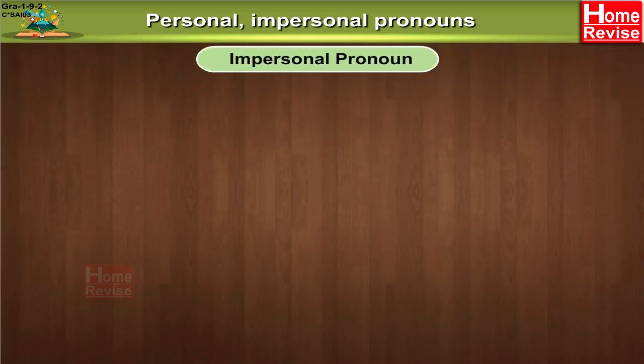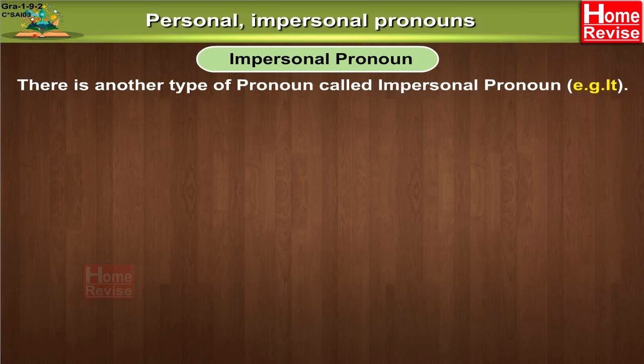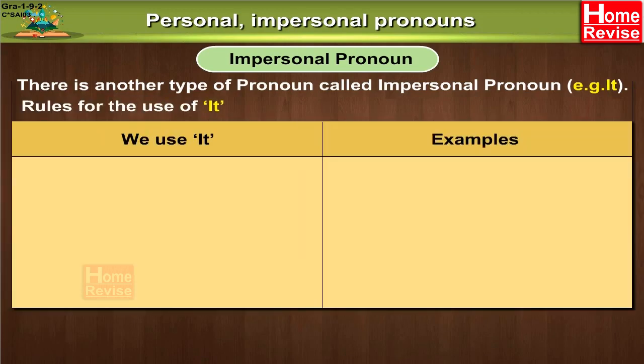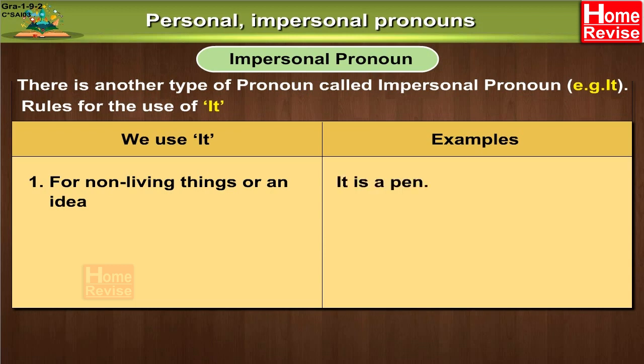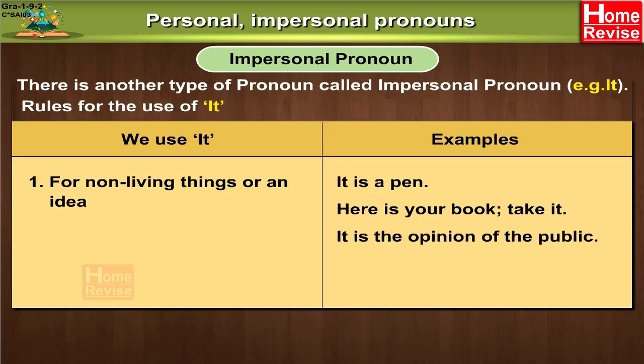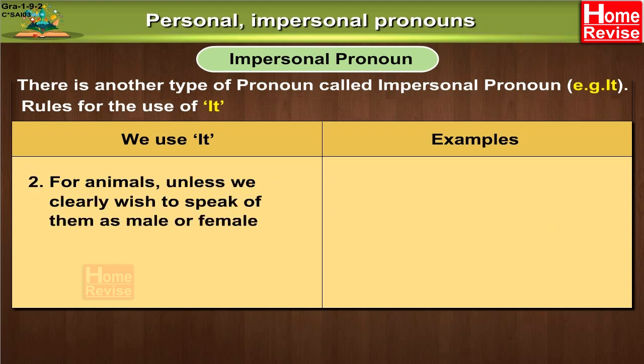Impersonal pronoun. There is another type of pronoun called impersonal pronoun. Example, it. Rules for the use of it. We use it 1. For non-living things or an idea. Examples, it is a pen. Here is your book. Take it. It is the opinion of the public. 2. For animals, unless we clearly wish to speak of them as male or female. Example, the horse fell and broke its leg.